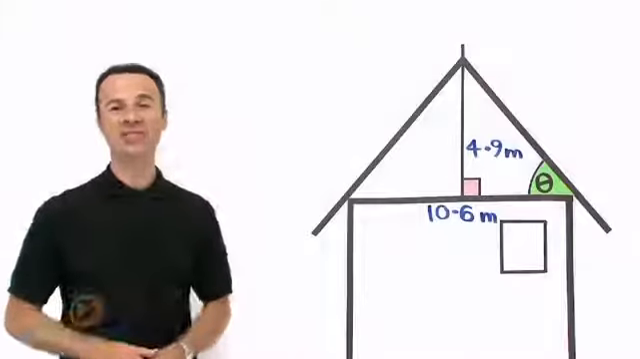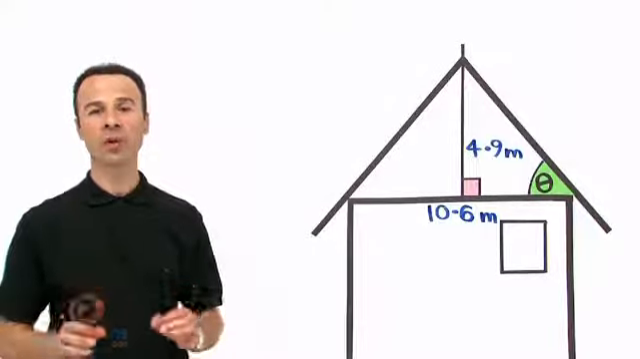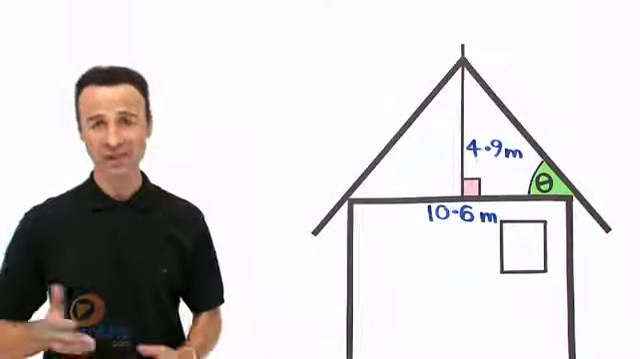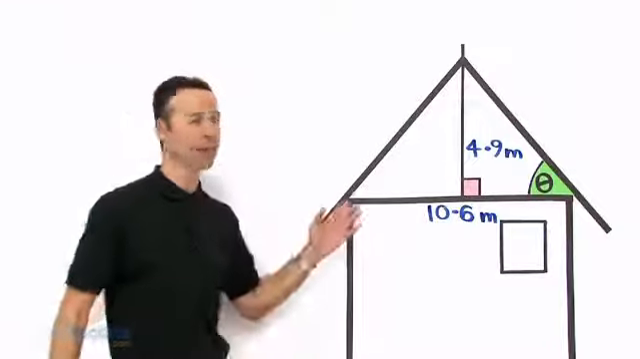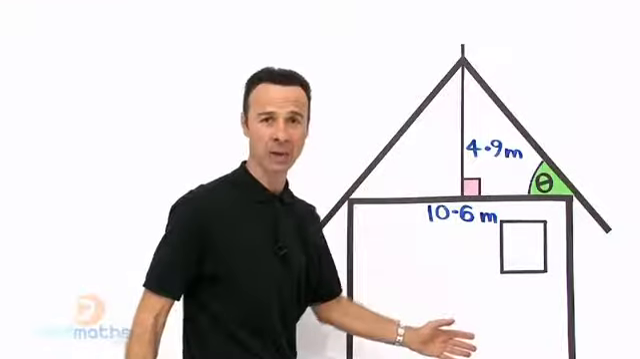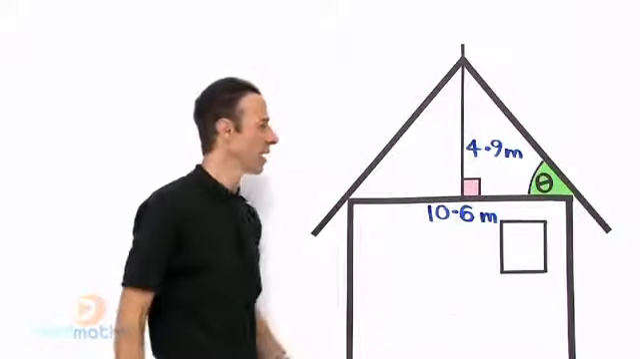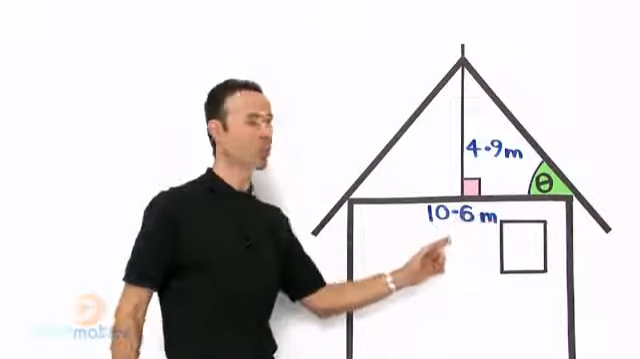Hi guys, I am presenting in this example the perfect pitch for this roof. Now what is a perfect pitch? Well, if you look over here, we have kind of a house thing happening here, right? And we have the width of the house across here, which is 10.6.